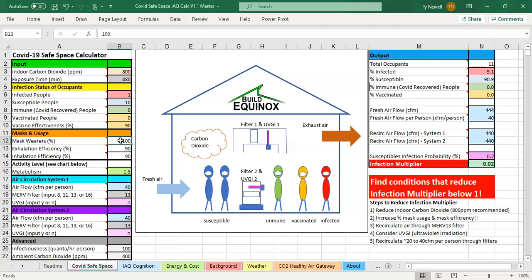So let's not wear any masks. And of course, we'd all like to get back to that. And over here, let's start vaccinating people. Let's say there's 9 people now who are susceptible because one person's gotten vaccinated. And we could put one immune person who's recovered.